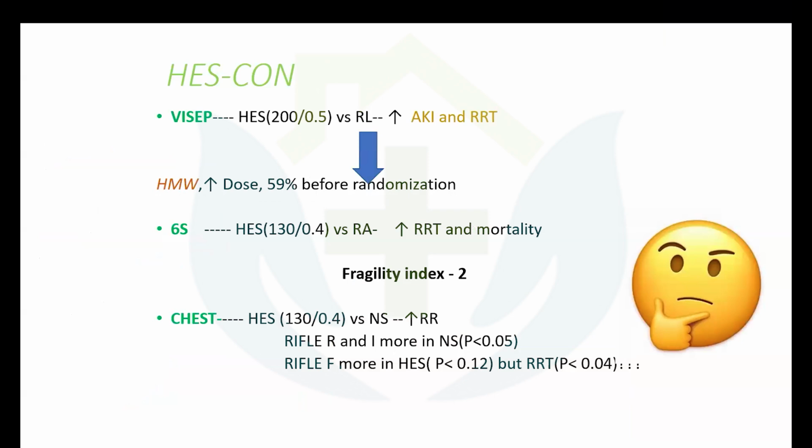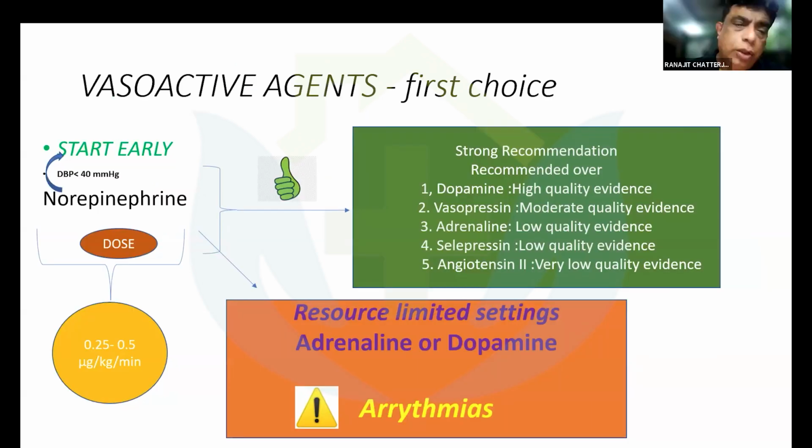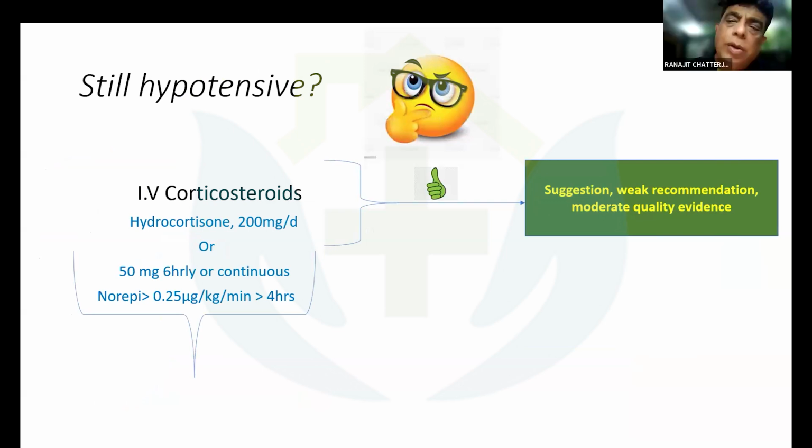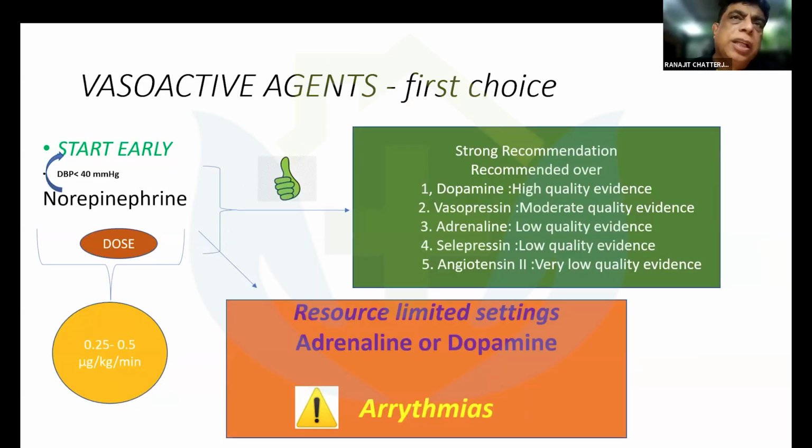No one? Vasopressin. Fantastic. Vasopressin, what is the dose? So vasopressin 0.03 units per minute. So when you have given noradrenaline, you have given vasopressin, your blood pressure is still not coming up. It is still below 65 mean arterial pressure.